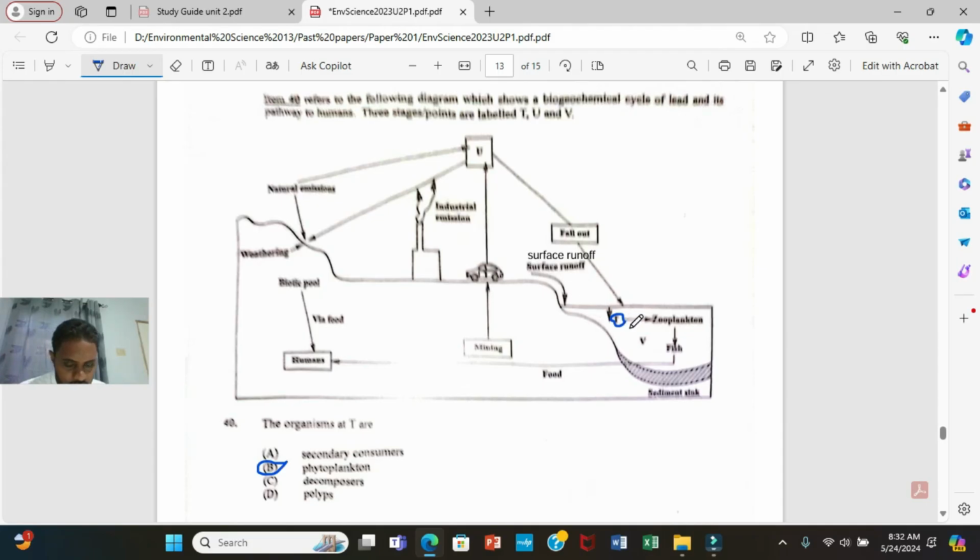T here, which is an organism, is eaten by zooplankton. So zooplankton are tiny animals. Phytoplankton now are small plants. So normally zooplankton eat phytoplankton. Right? So phytoplankton would be the producer. So they said the organism at T are, the answer would be B, phytoplankton. Small plants like algae, etc.